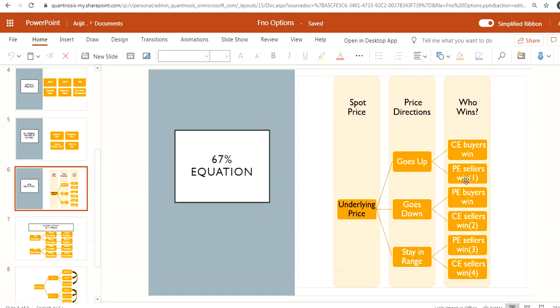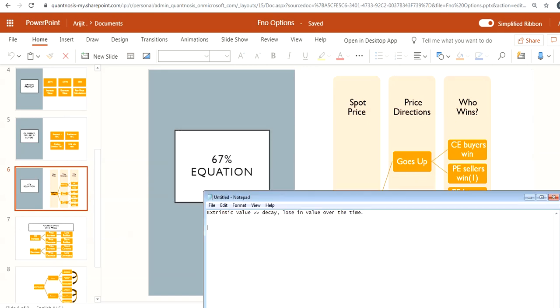Which is like two-thirds of all possibilities, around 67% possibility that option sellers will win. And there is only 33% probability that option buyers will win. So now we revisit the fact that option buyers can have unlimited profit, but only 33% of chance.